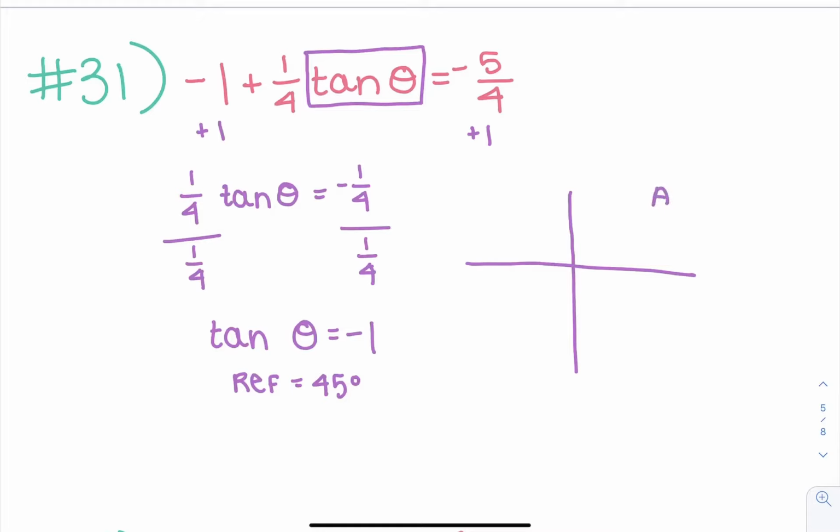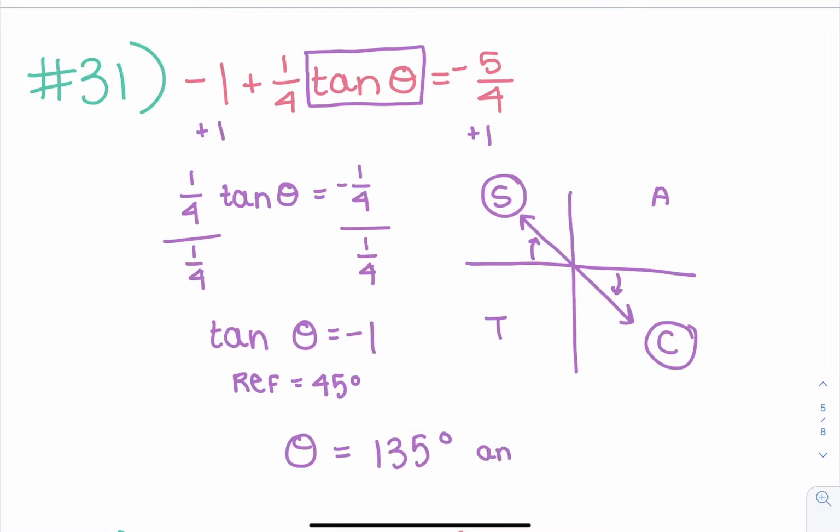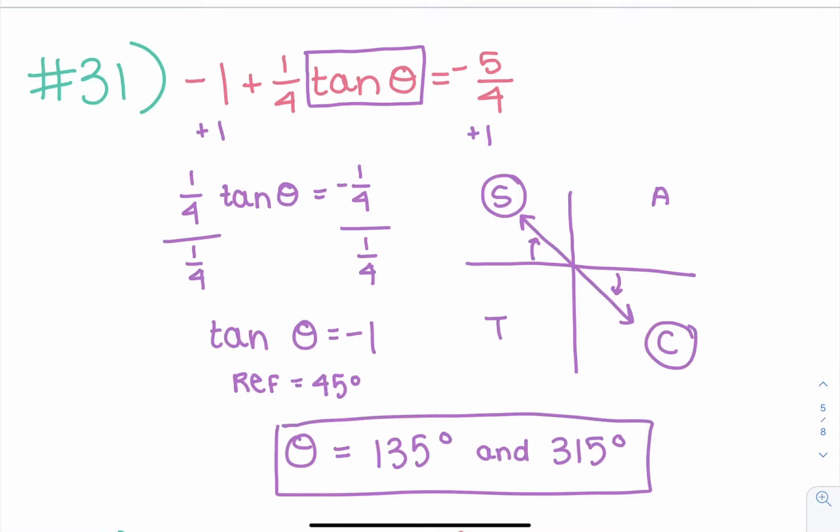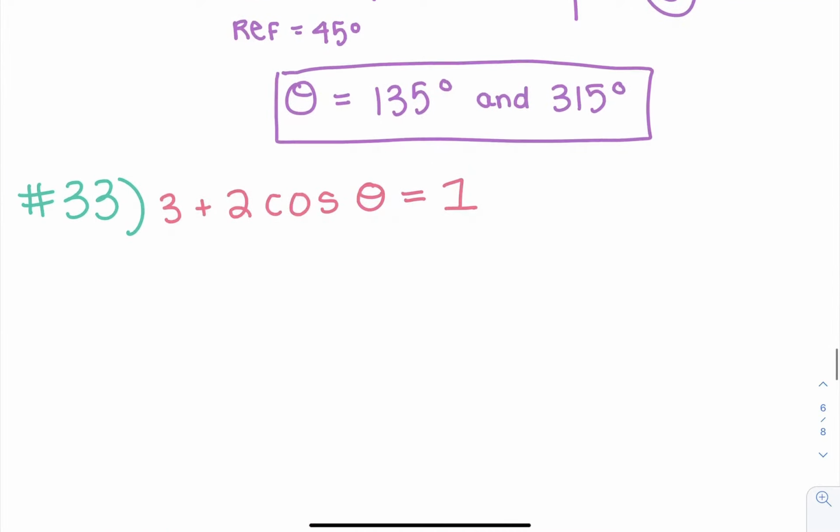So all students take calculus. Tangent's negative here and here. So if we use 45 degrees as our reference angle, 45 degrees away from here, 45 degrees away from here, our two angles, theta, are 135 degrees and 315 degrees. So it looks a little bit more intimidating than you're used to, but just draw a box around it and try to isolate. It's going to be the same kind of thing for the next two problems.